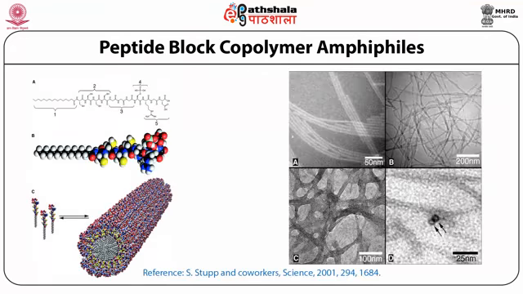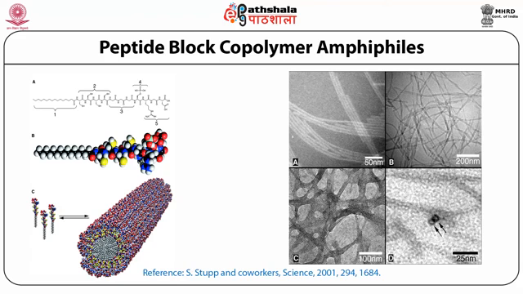Now we look at one peptide block copolymer amphiphile. This is an example from the group of Samuel Stupp, where he has functionalized a fatty acid with different blocks of peptide. Here you can see that there is a block where you have a lot of cysteine units present, then there is a block where you have flexible glycine units present, followed by a fourth block where you have a phosphate group, and then you have a charged group present over there.